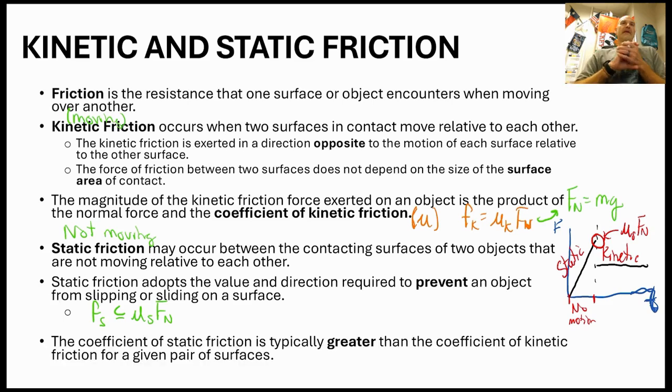Typically, if you have the same two surfaces interacting, the coefficient of static friction is greater than the coefficient of kinetic friction for the pair of surfaces. This is often seen with tires: rubber on dry road, rubber on icy road, rubber on wet road. The coefficient of static friction, the force it takes to get the object to move, is going to be greater than when the object is already moving.